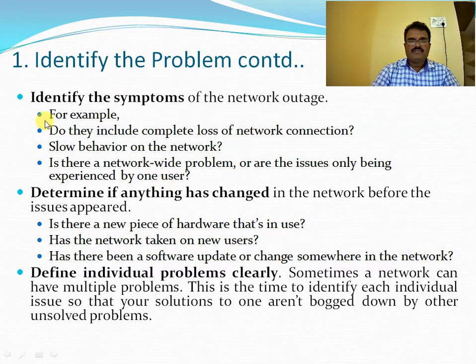So, identifying the problem: identify the symptoms of the network outage in the first step. For example, do they include complete loss of network connection or slow behavior on the network? Is there a network-wide problem, or is the issue only being experienced by one user? If the problem is experienced by one user, the troubleshooting will be different. If the problem is experienced by all the persons, it's a wide problem, and the troubleshooting will be different.